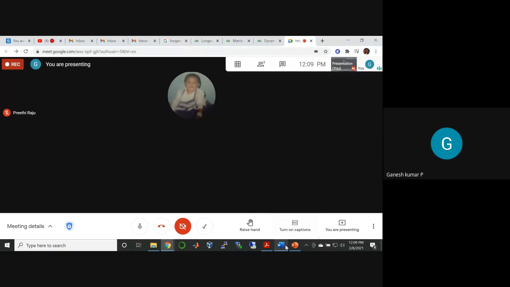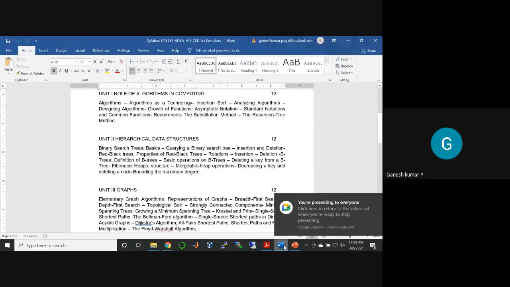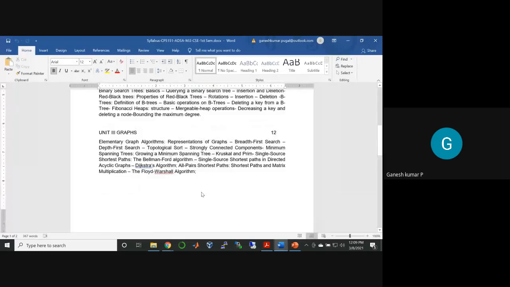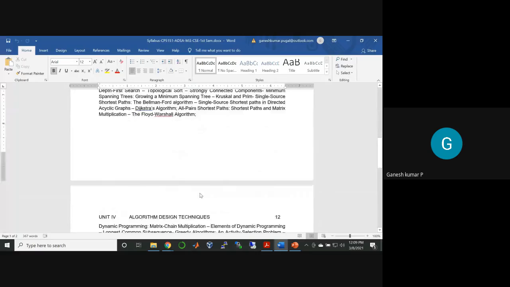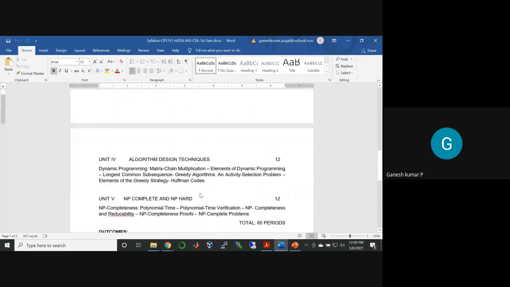So the second and third units are data structures. The first unit is the basics and fundamentals dealing with algorithms as well as problem design. The fourth unit, which is what we are going to discuss today, is completely about design techniques. There are many design techniques available.